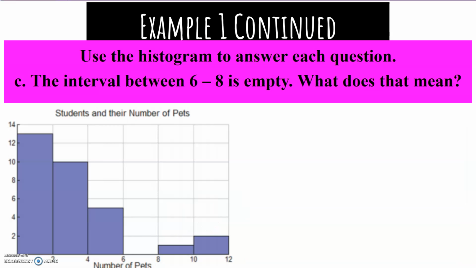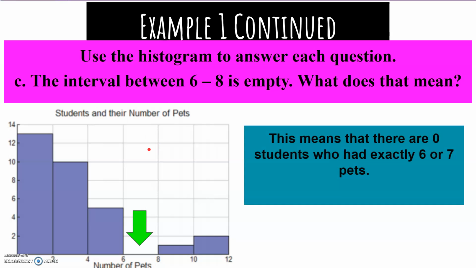Let's keep going. The interval between 6 and 8 is empty. What does that mean? That's this one right here. Remember that the gap between here and here is an interval. This is an interval, this is an interval, this is an interval. This interval here, 6 to 8, is empty. What does that mean? This means that there are 0 people who had exactly 6 or 7 pets.